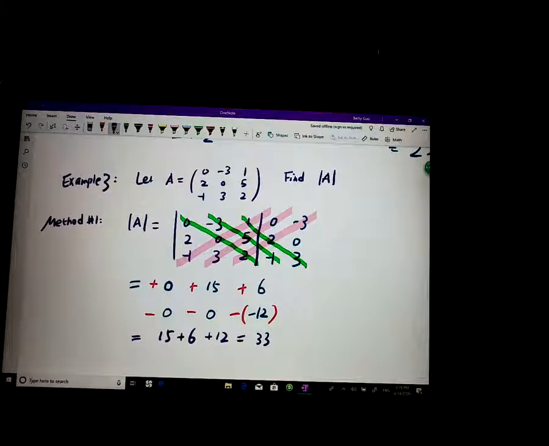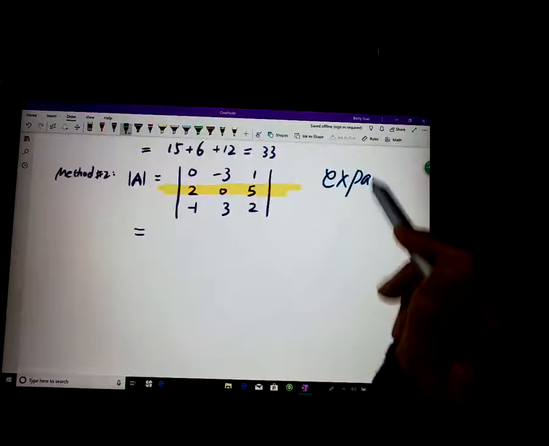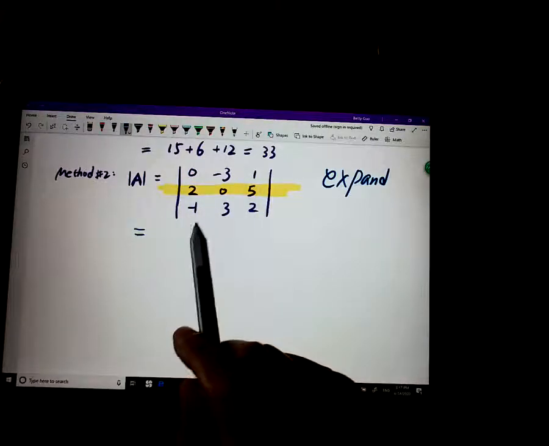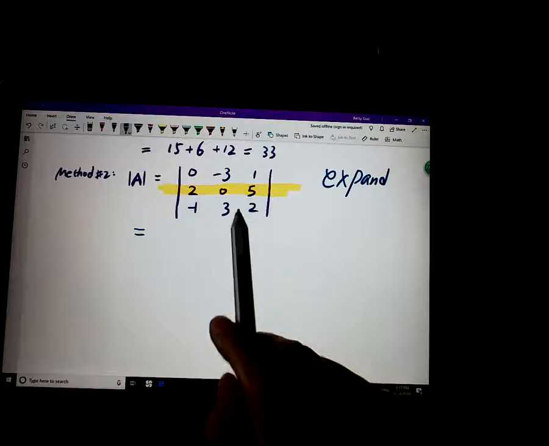Do you like this method? Many students, they like this method. I am going to expand the determinant from row 2. How do I do that?